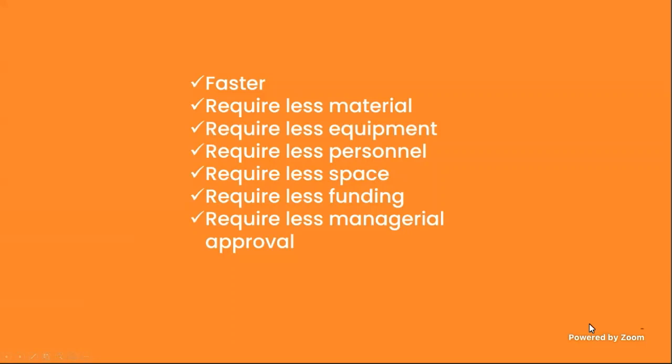So on top of something being faster, you might like your process, your operation, to require less material. Maybe it could use less equipment, because equipment is expensive and usage of equipment is expensive. How about less personnel? What if it took less space or required less funding? Or, this is an interesting one, what if you needed less managerial approval? Would that make your process a little easier, where you don't have to go get say-so from somebody? These are just some ideas of things that might matter to you when it comes to optimization.